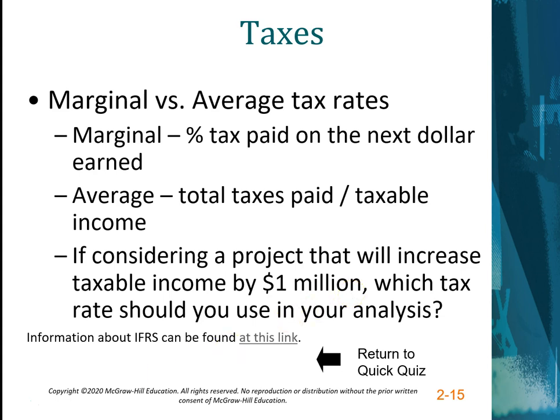Okay, an average tax rate is done just like an average. You're going to take the total taxes paid and divide it by the taxable income, and that's going to average out all those layers of taxes and give you an average tax rate.